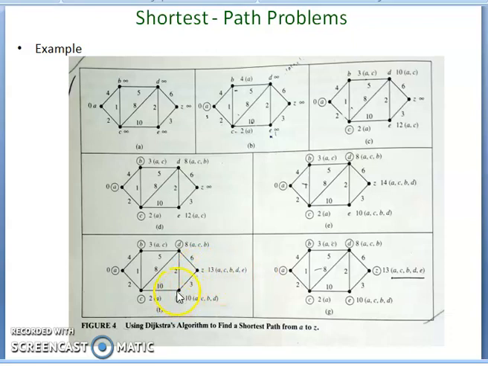And what are the remaining unvisited vertices? Only one, Z with 13. So you move to that. What is the path here? The shortest path is A to C, C to B, B to D, D to E, and E to Z. This is the shortest path according to the Dijkstra's algorithm.